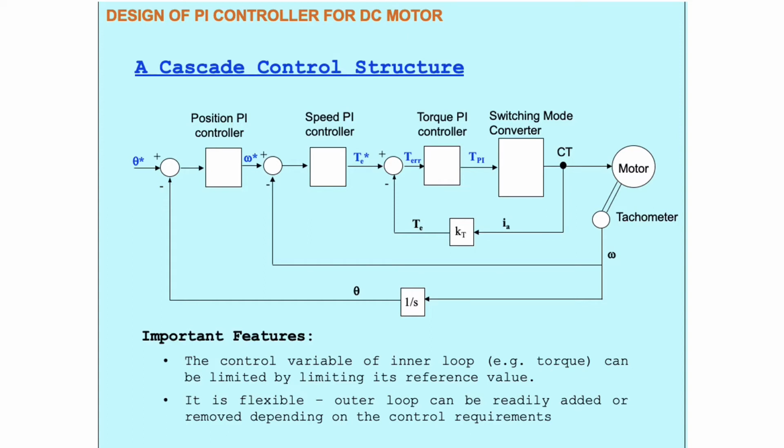The current torque of the motor is obtained from the armature current Ia with the constant Kt. Therefore, a cascade control structure is basically a loop of control systems that are limited by its reference value.